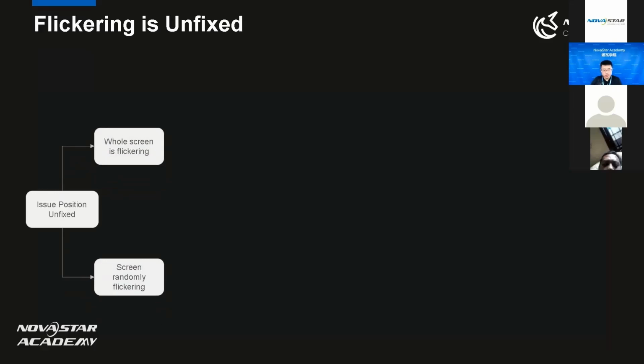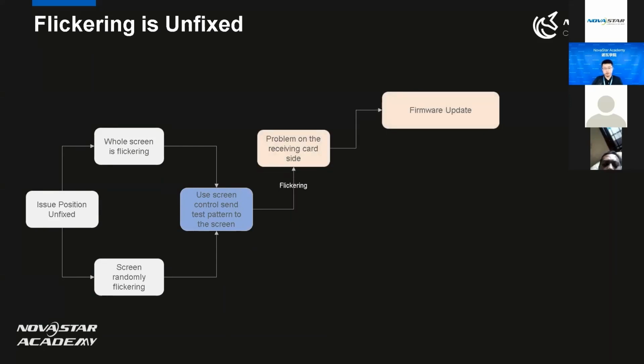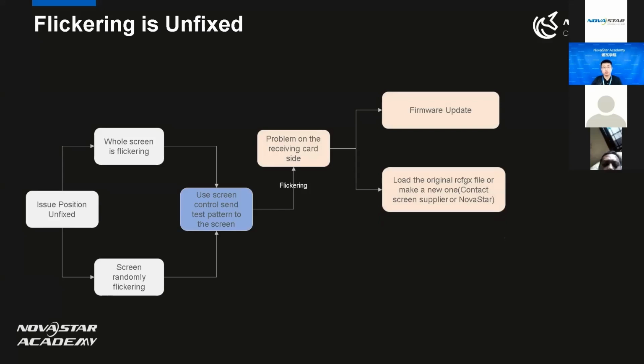And the second situation is the issue position is unfixed. If the issue position is unfixed, we need to know if it is whole screen flickering or random flickering. What we can do is, first, use the screen control tool I have shown you. If you enable the screen control function and the issue is still there, it means it is a receiving card issue. So you can try to check the firmware or the receiving card RCFGX file.